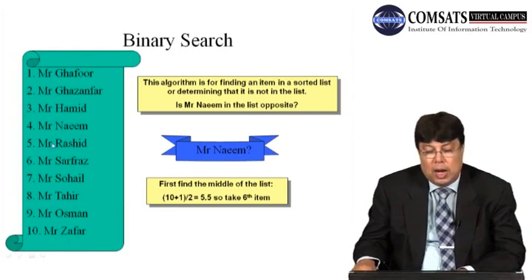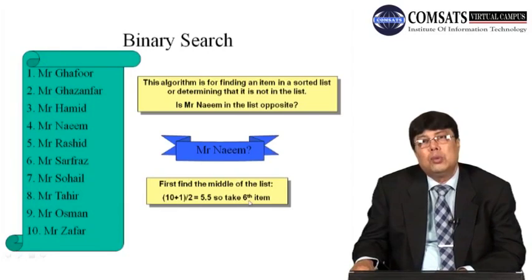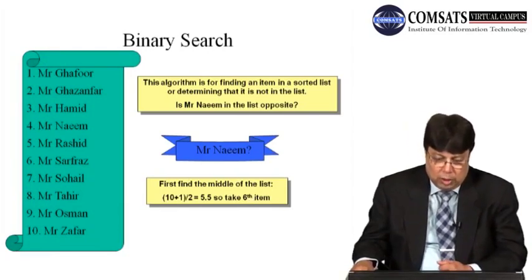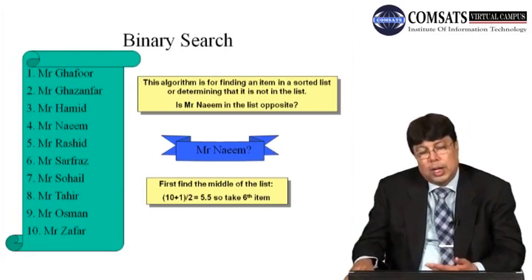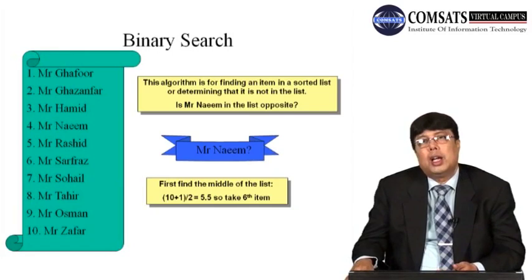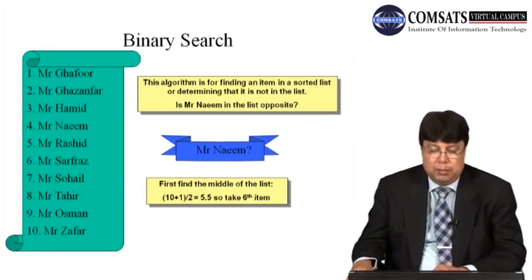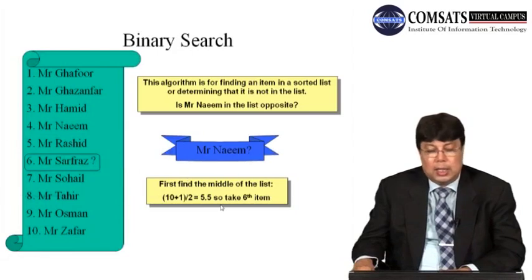10 plus 1 divided by 2 is 5.5. So I can round it up to 6, or I can round it down to 5. Whatever algorithm you apply, either you truncate every time, or you round off every time. Okay, so I need to compare it with the 6th element, and the 6th element is Sarfraz. So compare Naeem with Sarfraz.